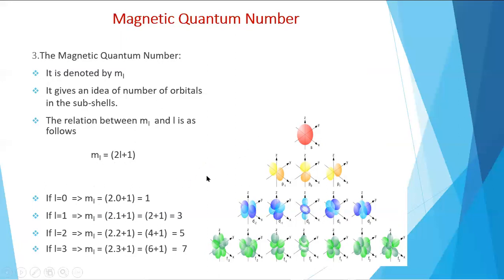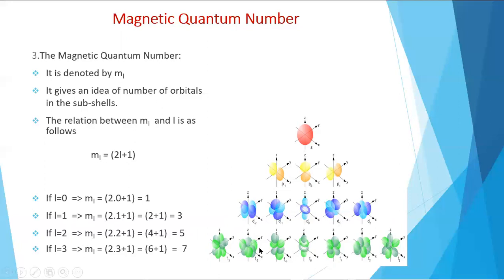See the figure also. If we put L equal to 0, the orbital will be called the S orbital. If we put L equal to 1, then the ML value will be 3 orbitals. So in the P subshell there are 3 P orbitals, Px, Py and Pz, and the magnetic values will be -1, 0, +1. If we put L equal to 2, the ML value will be 5. So here there are 5 orbitals and the ML values will be -2, -1, 0, +1 and +2.